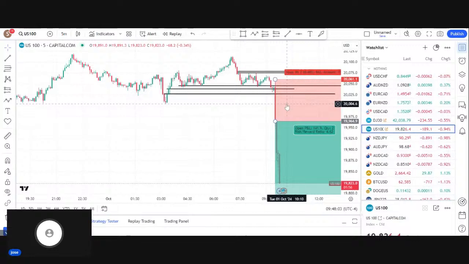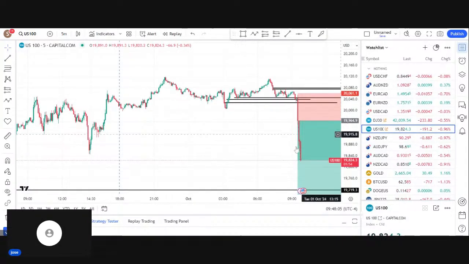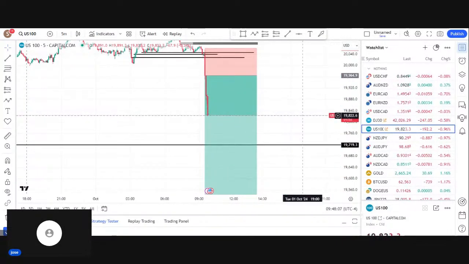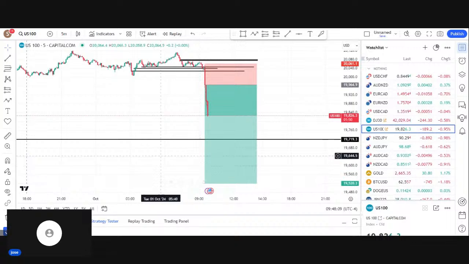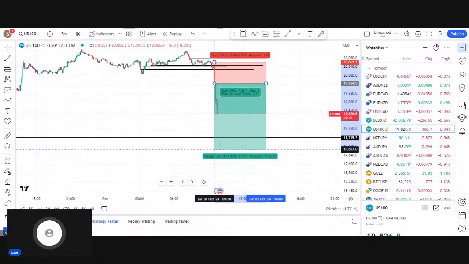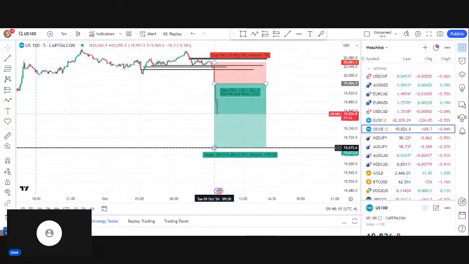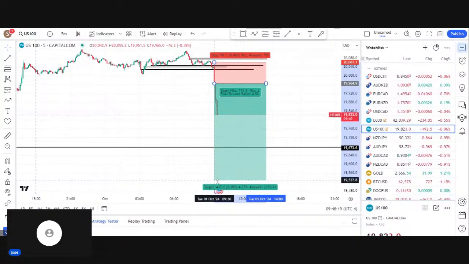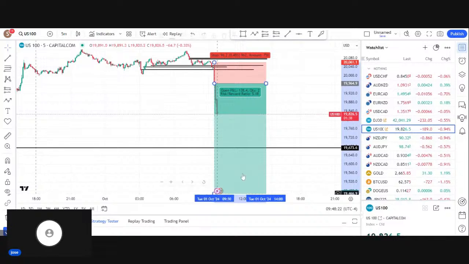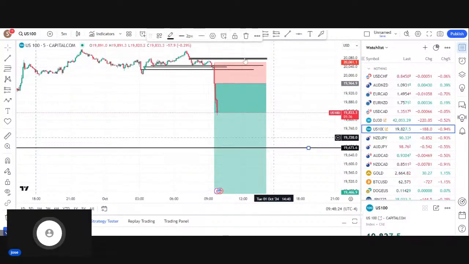So what I usually do is, using this tool, I just identify where 1:3 is. And then I put a line there. I readjust it back to a 1:5. And then I put an alert there. So that means that I can move on with my things.